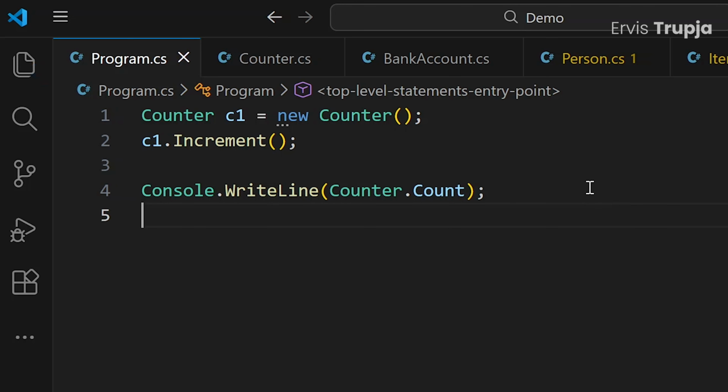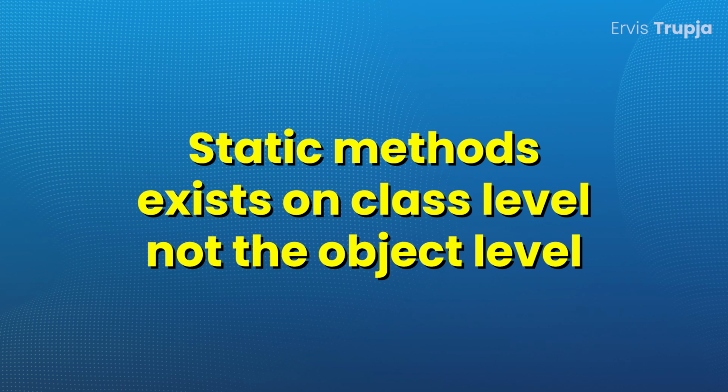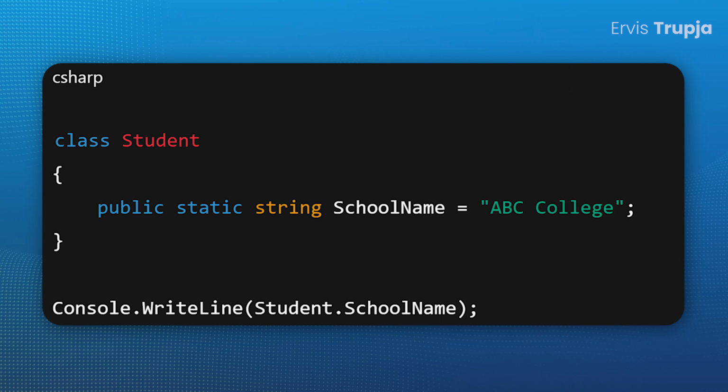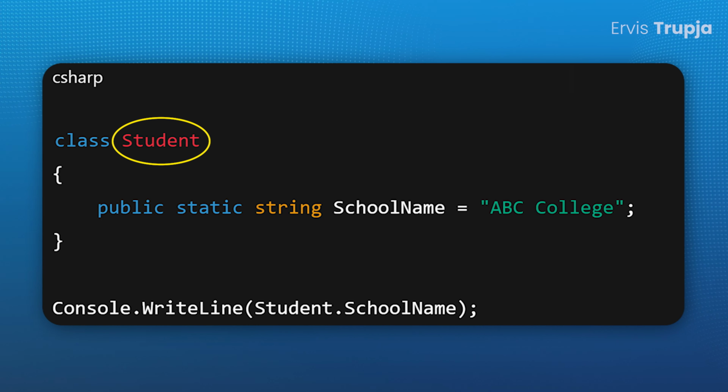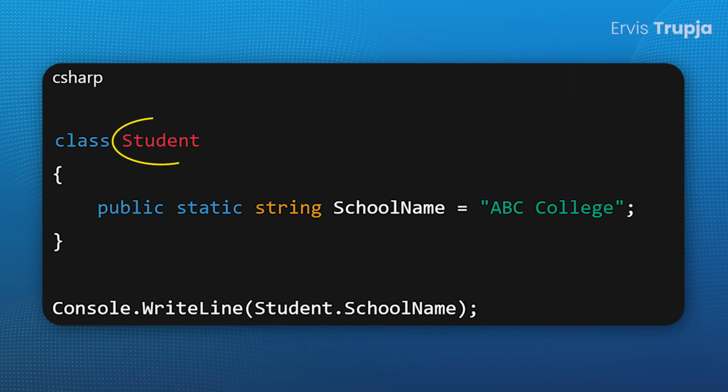An important limitation is that static methods can't access instance data because they don't know which specific object they are working with. They exist at the class level, not the object level, but instance methods can access both static and instance members since they have access to both the class and the specific object.